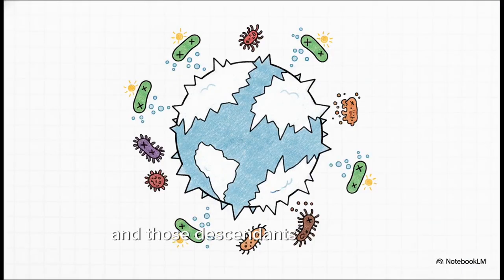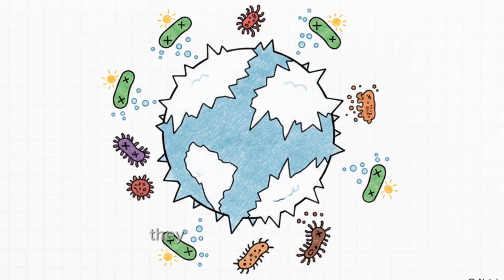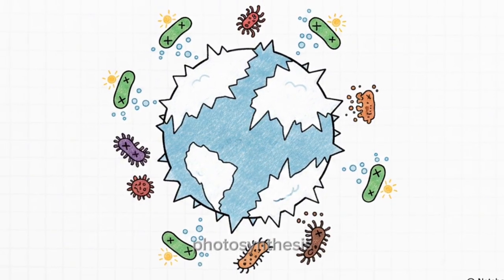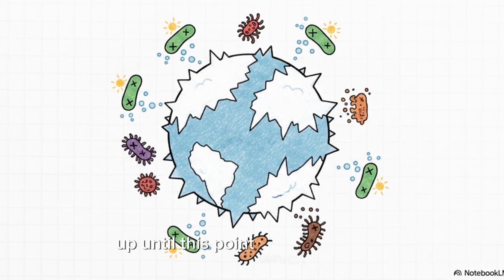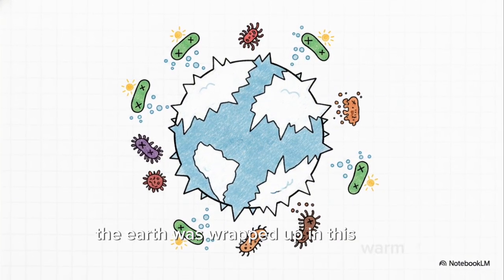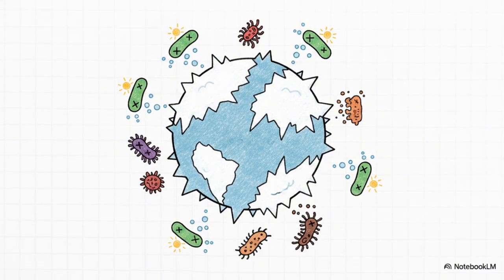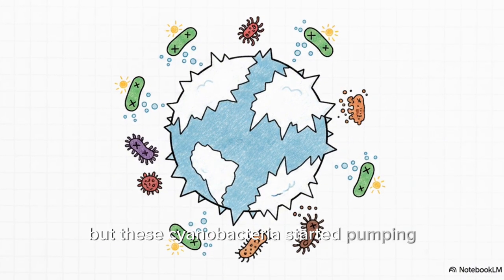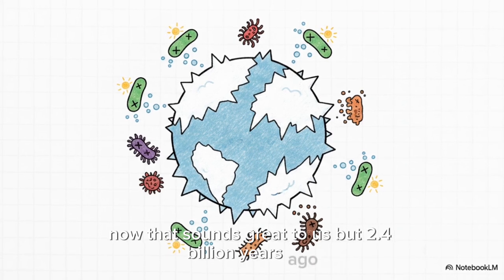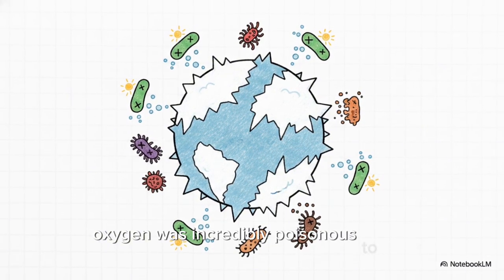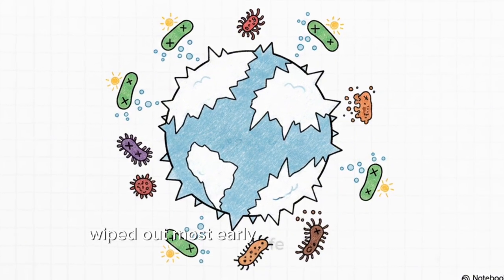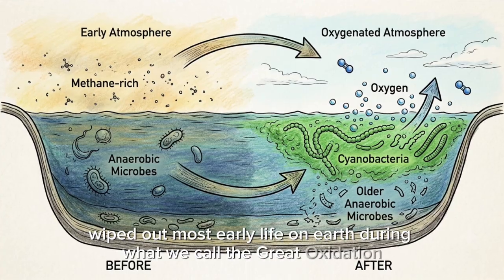And those descendants, specifically cyanobacteria, went and invented a groundbreaking biological technology: photosynthesis. Up until this point, which is roughly around your right shoulder on our wingspan map, the Earth was wrapped up in this warm, cozy blanket of methane gas. But these cyanobacteria started pumping out oxygen. Now that sounds great to us, but 2.4 billion years ago, oxygen was incredibly poisonous to the original anaerobic microbes. So this shift wiped out most early life on Earth during what we call the Great Oxidation Event.